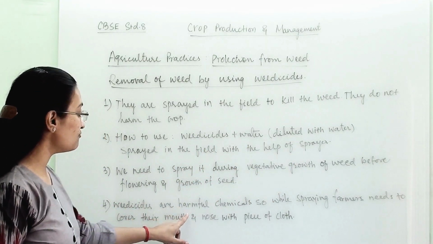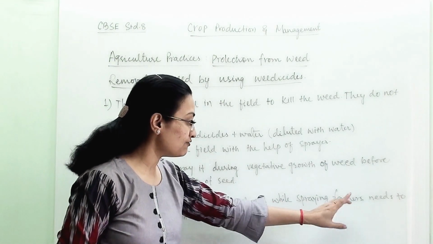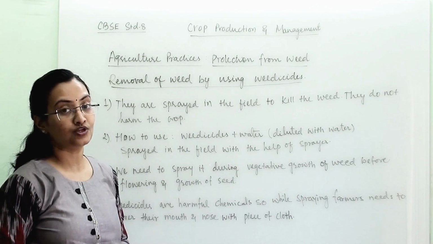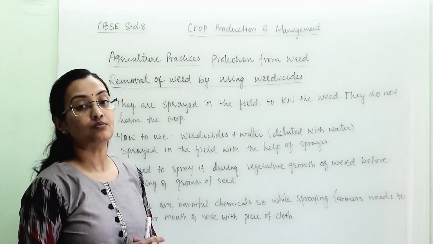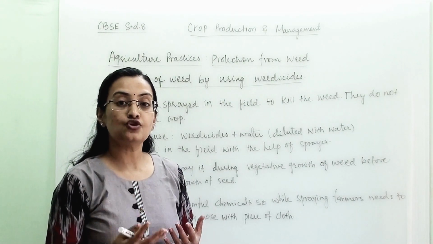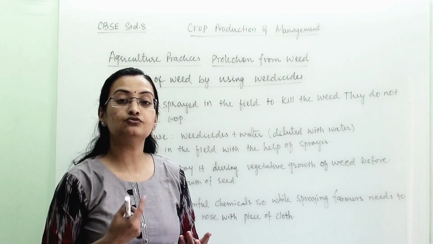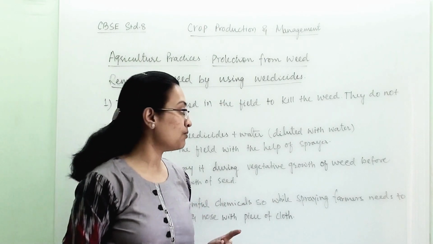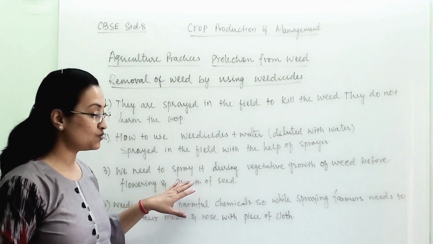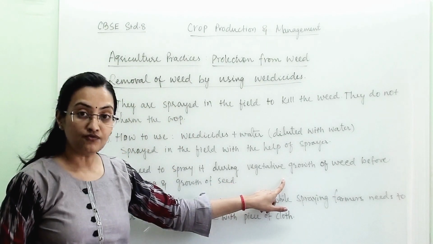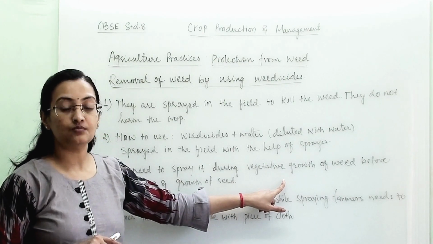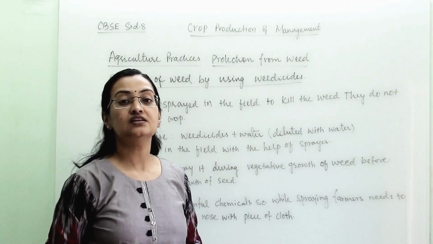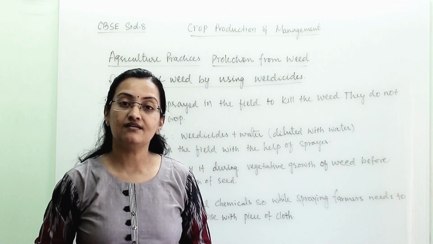Now weedicides are harmful chemicals, so while spraying, farmers need to be careful and cover their mouth and nose with a piece of cloth. We know that these are chemicals and farmers need to protect themselves and not get exposed to them. And one important condition: before the vegetative growth of the weed, this unwanted, undesired plant, we can spray this weedicide, so it will be effective and kill the weed, and our plant will have a healthy growth.